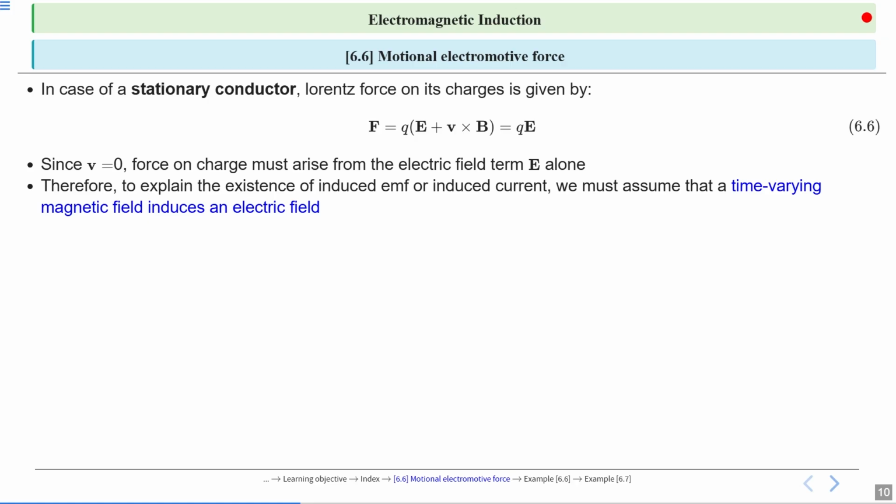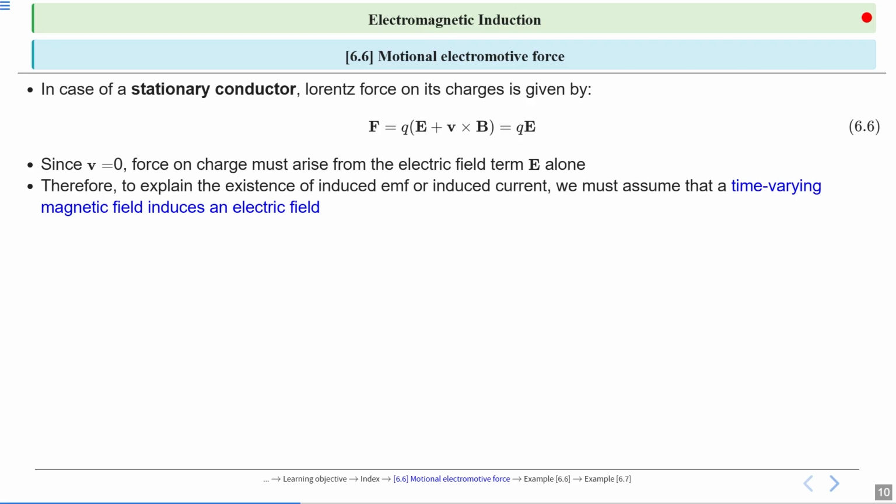But the change of area we have discussed in motional EMF: due to the velocity of the conductor, the area is changing, due to which magnetic flux is changing and EMF is induced. Now, if the conductor is stationary, we are only changing the magnetic field with respect to time. The conductor is stationary, so v cross B will be 0, and the Lorentz force on the charges present inside the conductor will be F equal to qE. Mark it as equation 6.6.